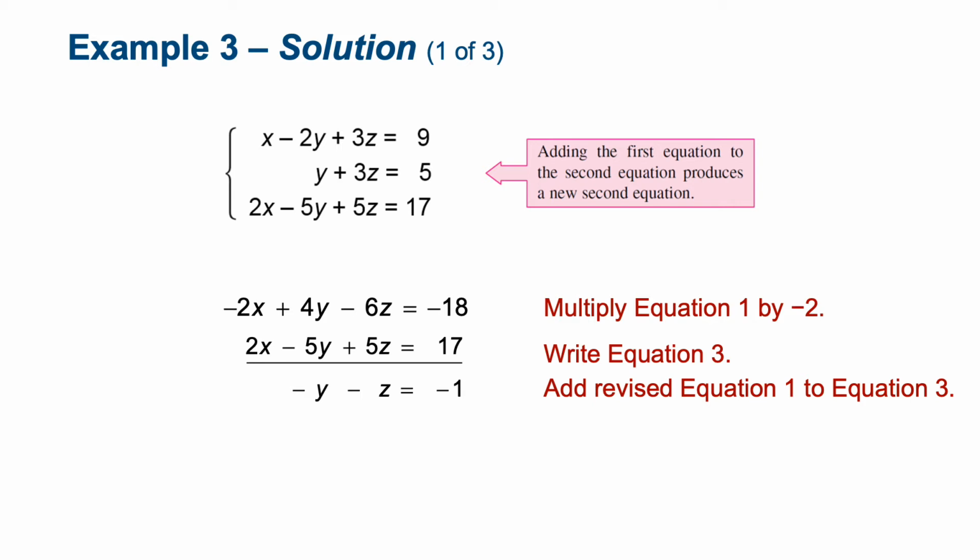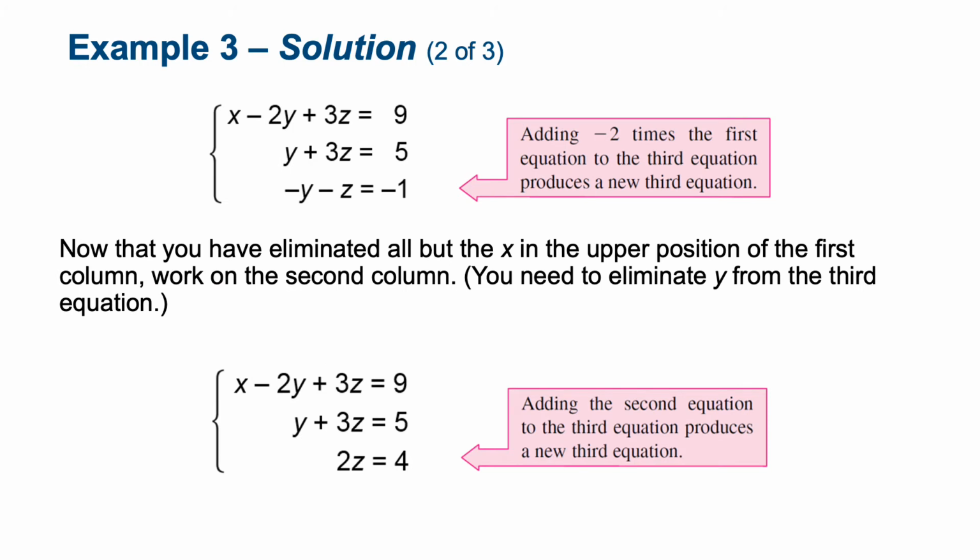What if we multiply equation 1 by negative 2 and add it to equation 3? Here is negative 2 times equation 1 on the top, so you get negative 2x plus 4y minus 6z is equal to negative 18. And on the bottom, equation 3 is 2x minus 5y plus 5z is equal to 17. You add them together, you get negative y minus z is equal to negative 1. That produces the new third equation.